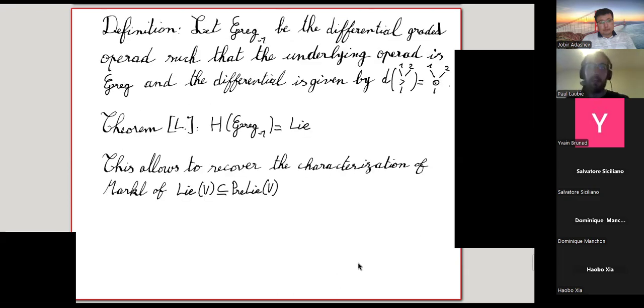This means that we can define a new operad that I will denote Greg -1, which will be the differential graded operad, such that the underlying operad is the Greg operad and the differential is the differential I just defined. And we have a theorem, which is the cohomology of this operad happens to be exactly the Lie operad.